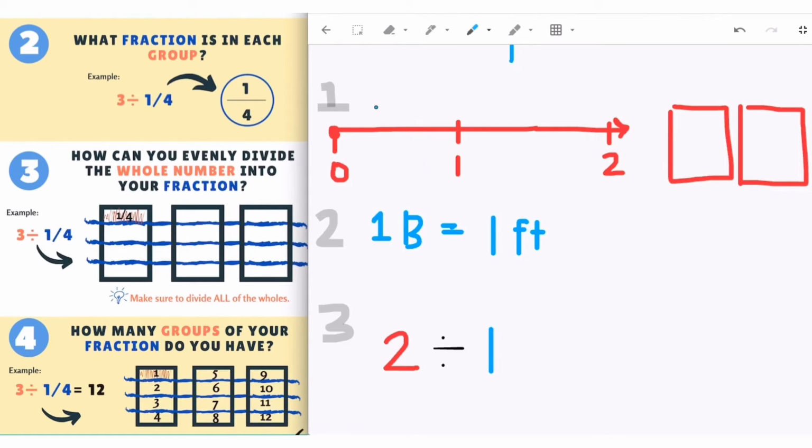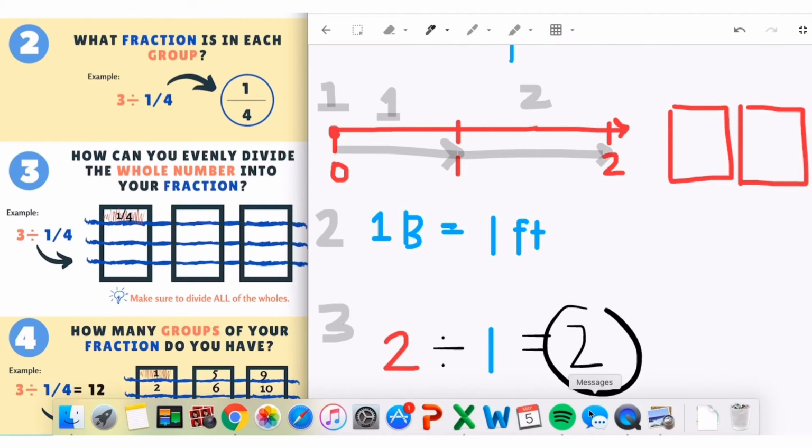Now I go back and look at my model. If I make 1 bracelet, I use 1 foot. That's my first bracelet. If I use 2 feet, I can make a second bracelet. So let's say I cut the string here, I use this to make my first bracelet, then I cut the string here and I use this to make my second bracelet. So that means I can make 2 groups of 1 from 2 feet. So the answer to my division problem is 2. I can make 2 bracelets for 1 bead.